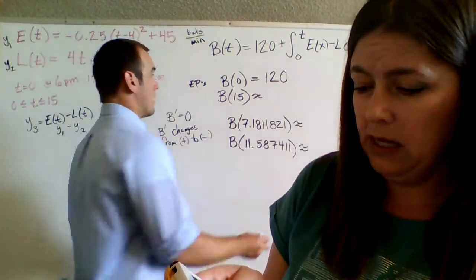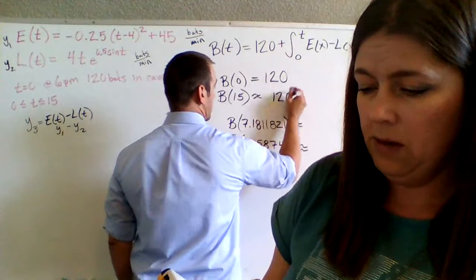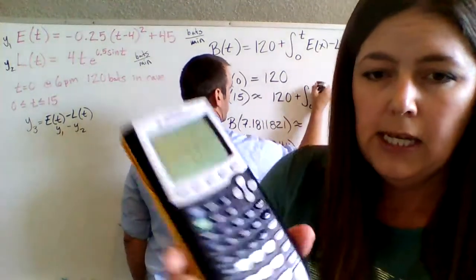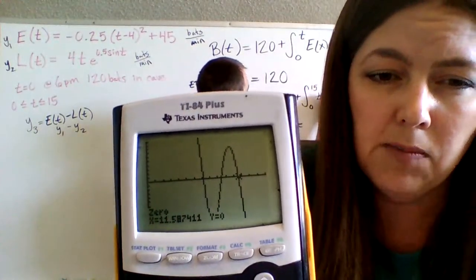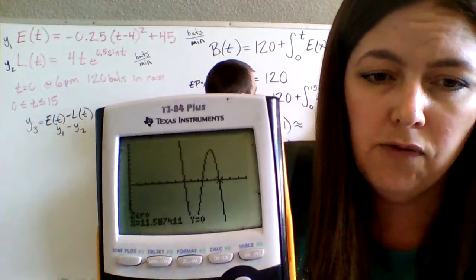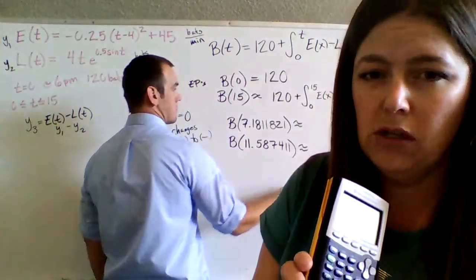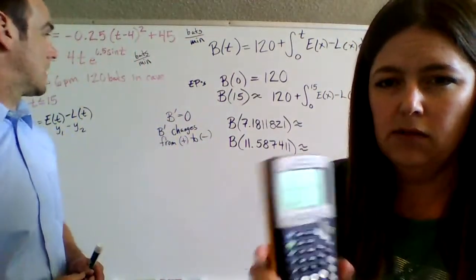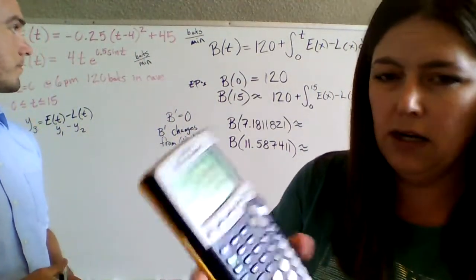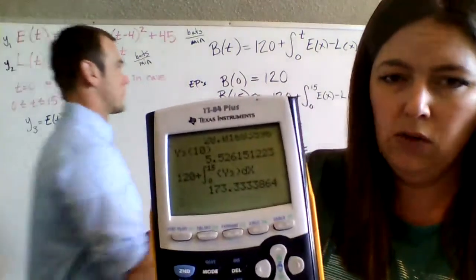The left bound again is going to be above there. The right bound is going to be below. And you should get this time a time of 11.587411. Hernie, did you get that as well? Yeah. Yep. Awesome.